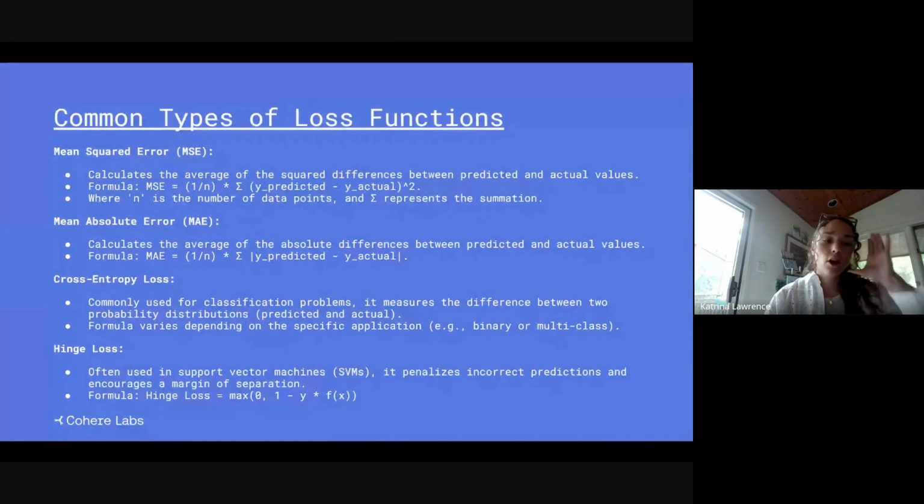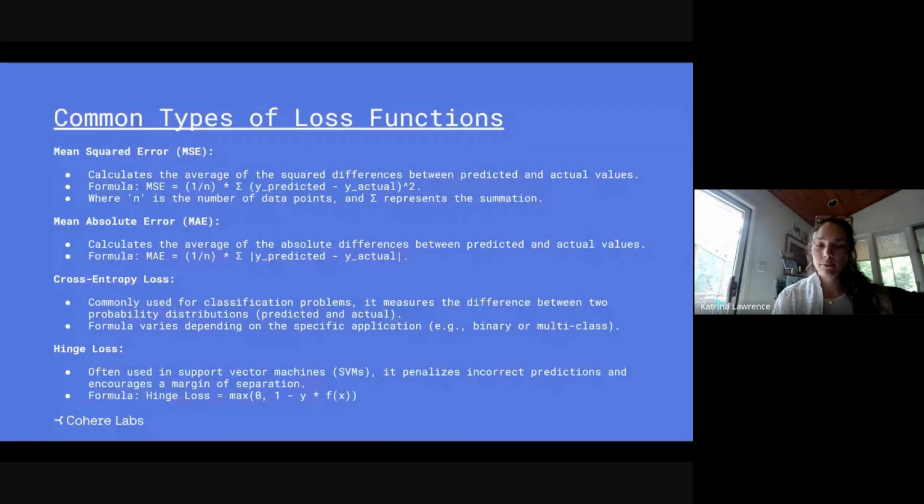You also have cross entropy loss. This one I've used a lot when doing machine learning algorithms, especially in clustering problems, I'd say, which makes sense here. It's commonly used for classification problems, and it measures the difference between two probability distributions, like the predicted and the actual, and the formula will depend on its specific application. It depends if you're looking at a binary loss versus a multi-class problem.